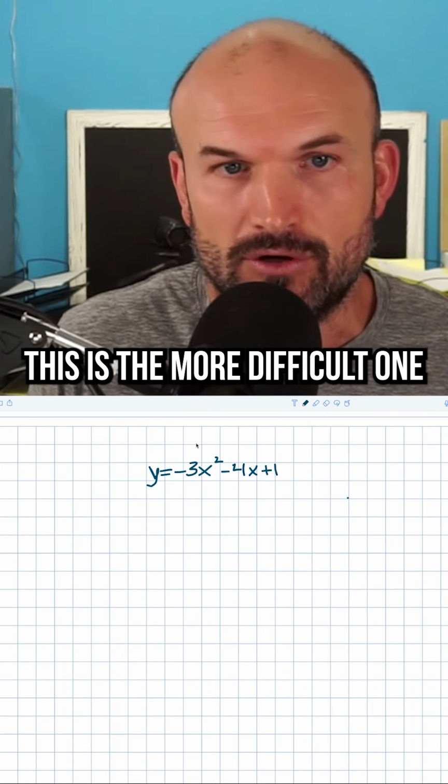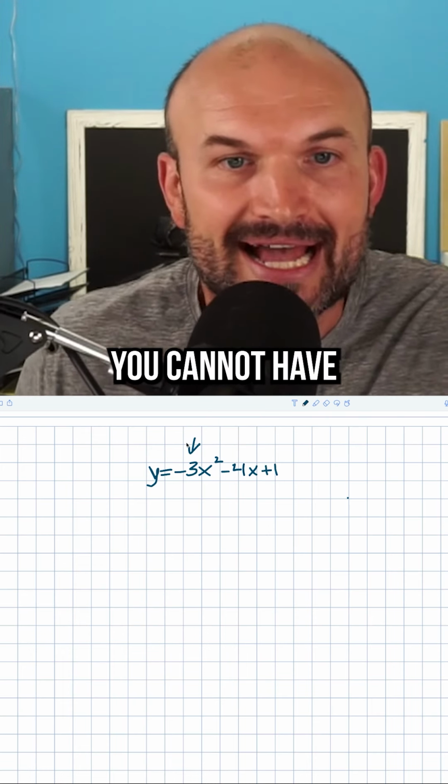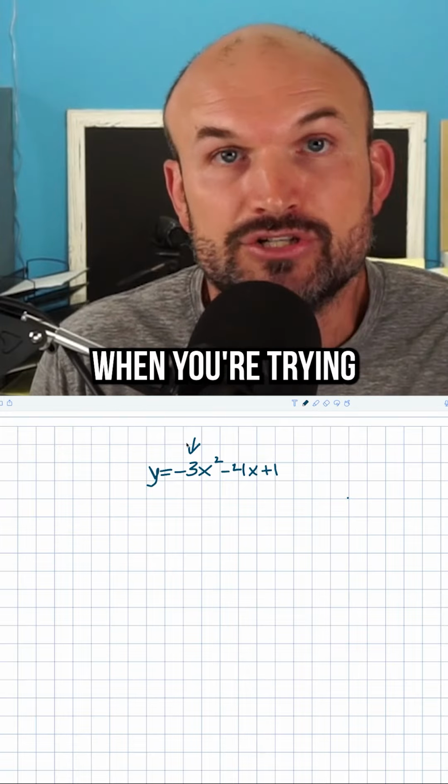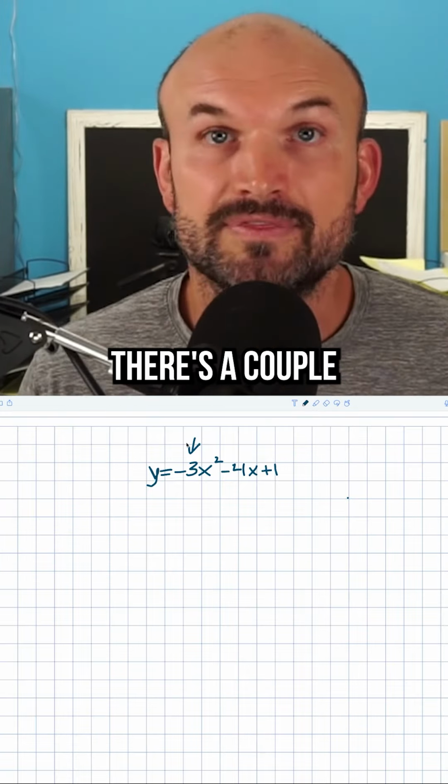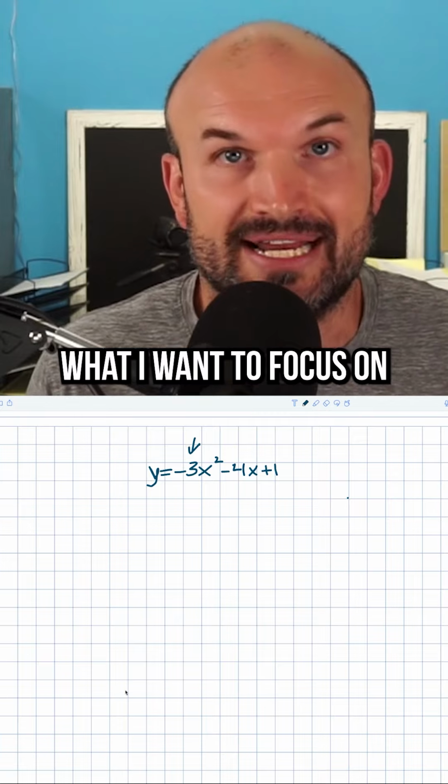And the reason why this is the more difficult one is because we have this coefficient, right? You cannot have a coefficient for your x squared when you're trying to complete the square. So we need to get rid of this. There's a couple different ways. And in this video, what I want to focus on is factoring it out.